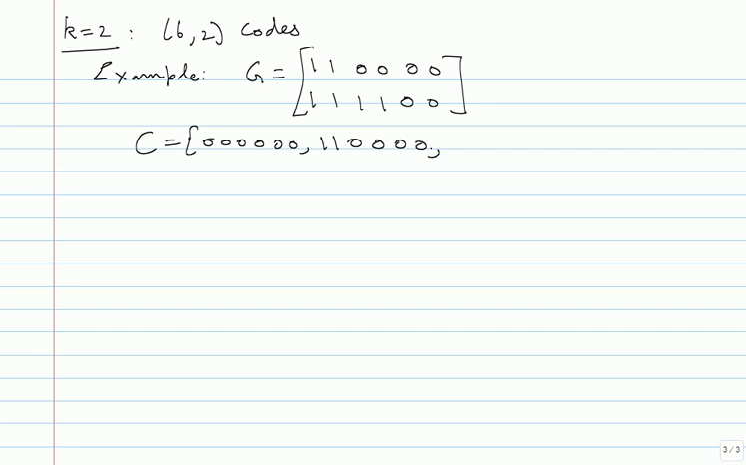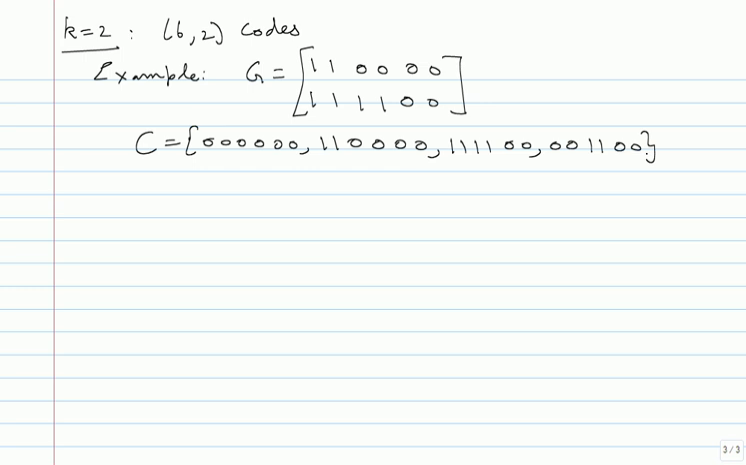Then the linear combinations. The first row multiplied by 1, second row multiplied by 0, will give you this. The next linear combination is first row multiplied by 0, second row multiplied by 1. That will give you 1, 1, 1, 1, 0, 0. The last one is both multiplied by 1, so that will give you 0, 0, 1, 1, 0, 0. Is that fine? Okay, so that's the code.